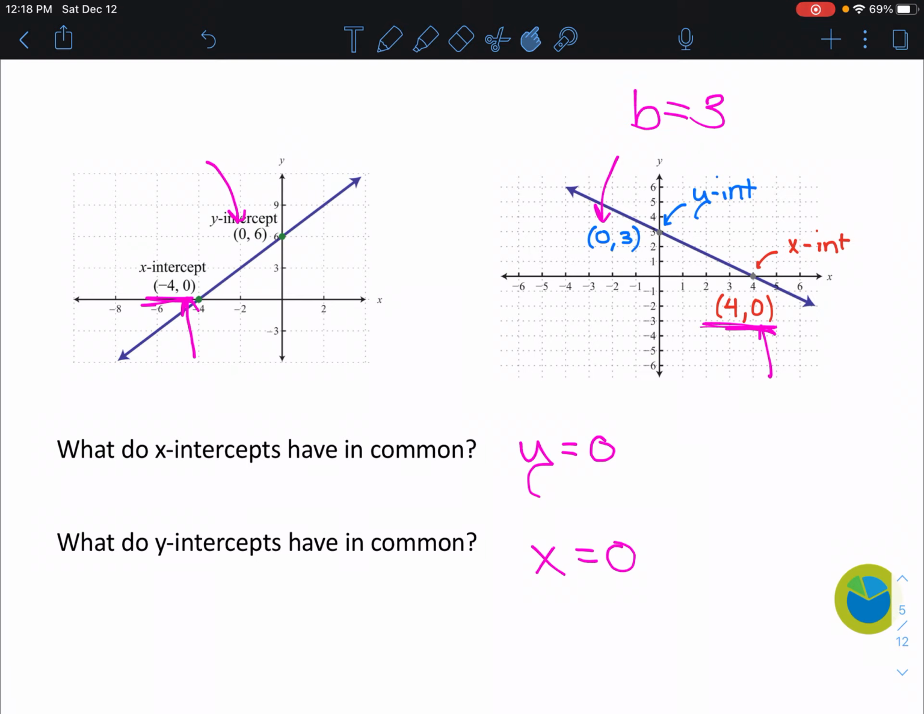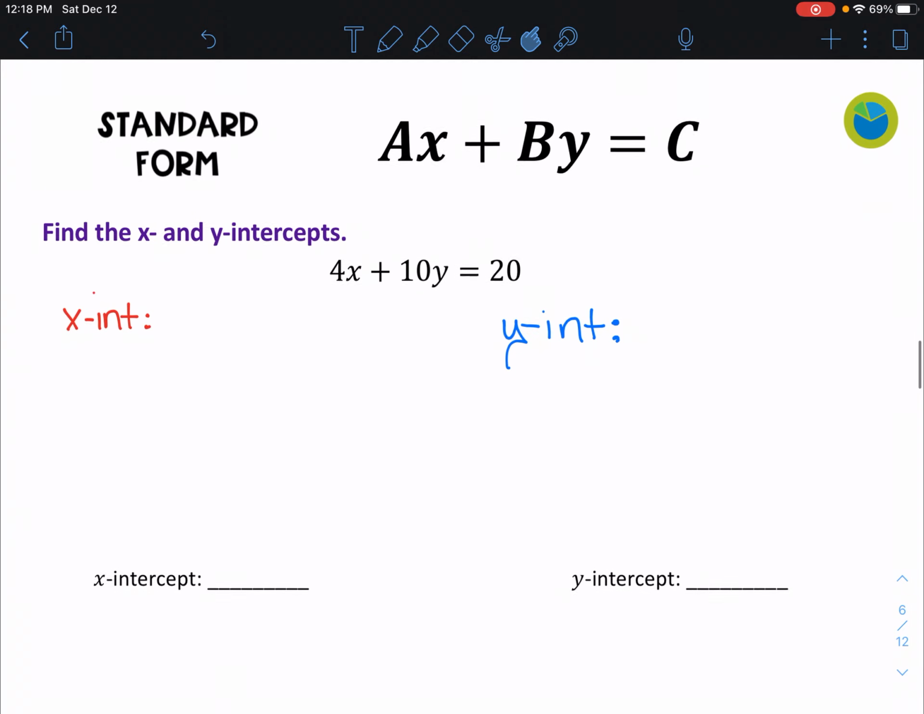Okay. Now, what we're going to do is we're going to take a standard form, something like this one, 4x plus 10y equals 20. Notice x and y are on the same side. This is standard form. So that's how you know you want to use this. So what it says here is we're going to find the x and y intercepts. Well, how are we going to do that?